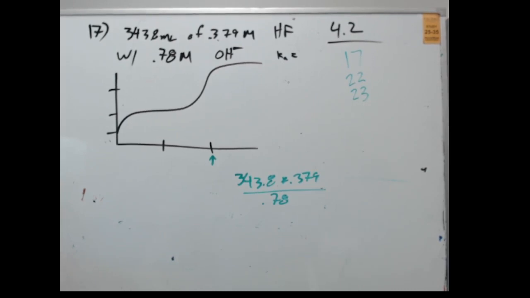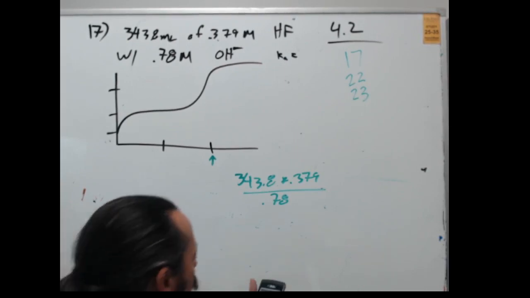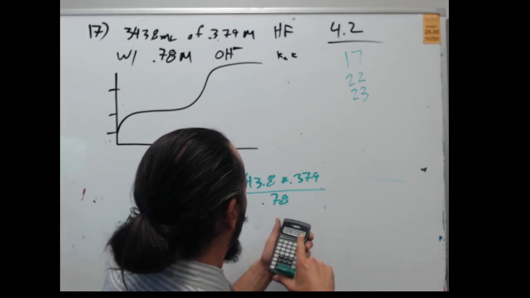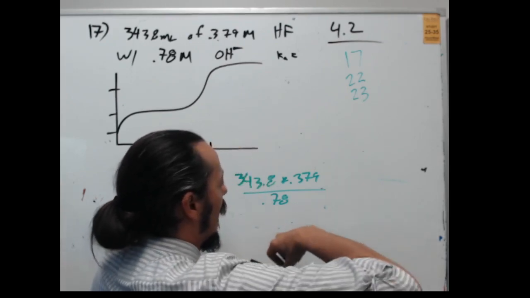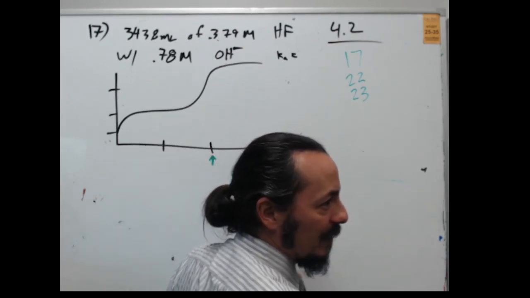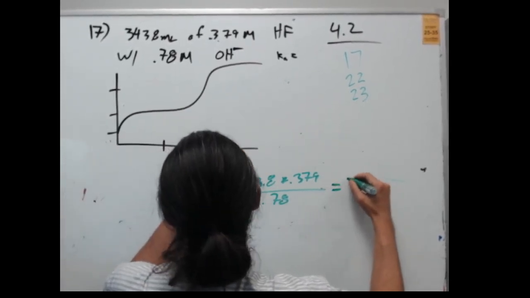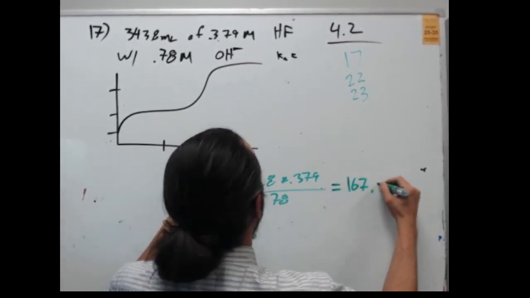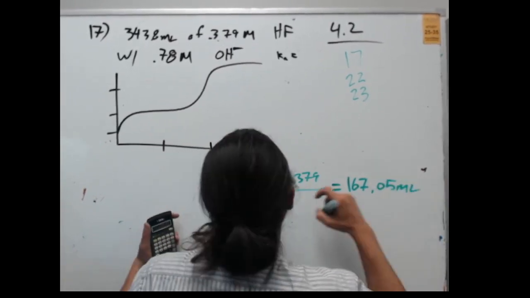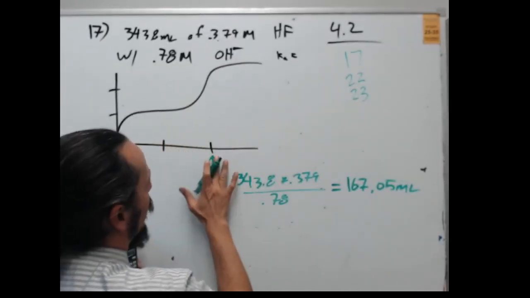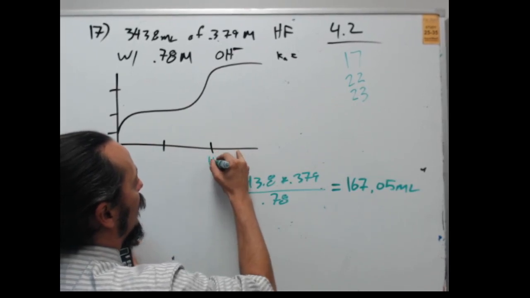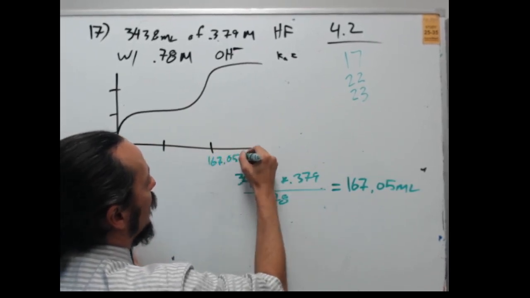Here we go. So we go ahead and plug those numbers in. Okay. I just got a number bigger than I was expecting because it's a bigger volume than I'm used to working with. So I get 167.05 milliliters. So that volume is 167.05 milliliters.